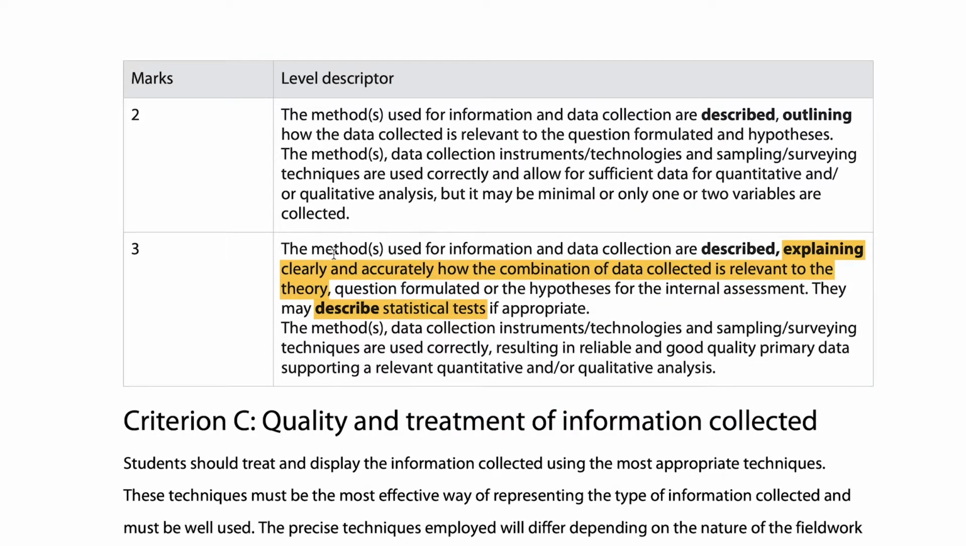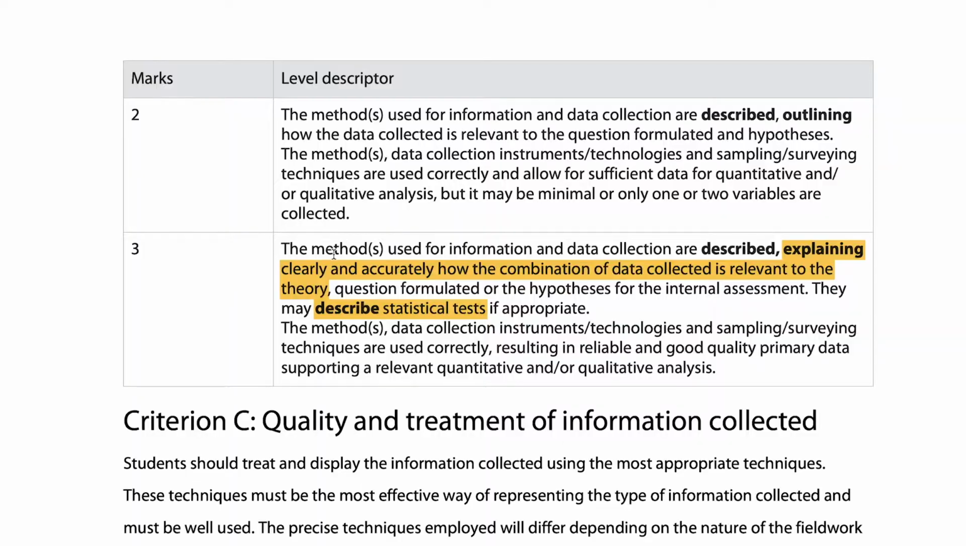But they also want you to mention it in the methods of investigation. So make sure anything or any context or any small thing that could have impacted your result, you mention here. So we're gonna read through the top mark band once again. The methods used for information and data collection are described. And key point here, explaining clearly and accurately how the combination of data collected is relevant to the theory. Always link everything to the theory.